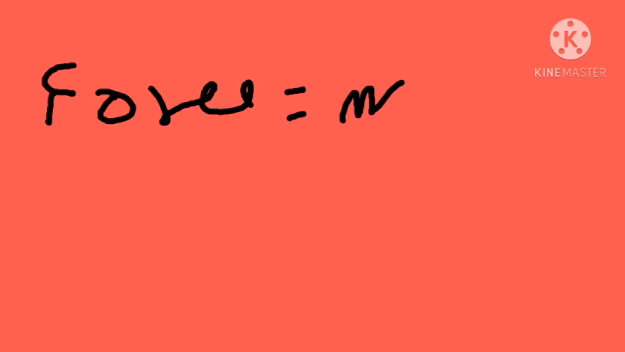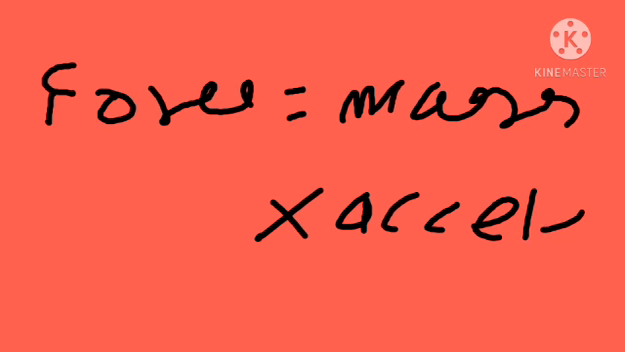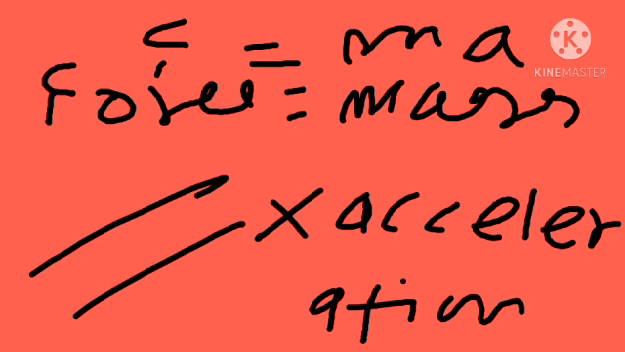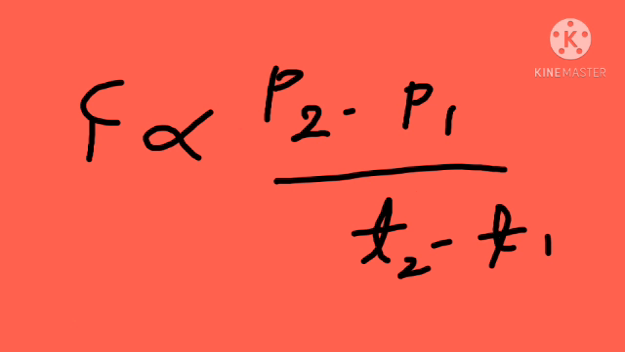Next, we are going to discuss the formula. We have learned that force equals mass times acceleration. The product of mass and acceleration is the force. This is also called Newton's second law, F equal to ma. Please remember it. Now we are going to derive the formula F equal to ma. You have to remember Newton's second law: force is directly proportional to the rate of change of momentum.